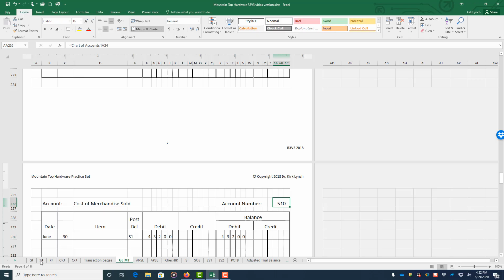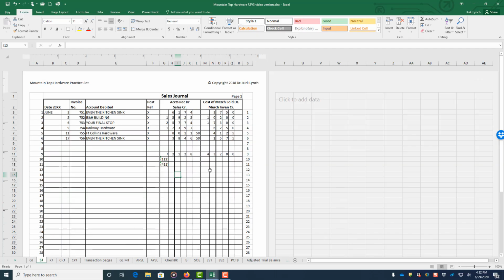And so back in our sales journal, we're going to put 510. I'm going to copy this formatting into there. And so we're going to put 510. And there's our posting reference.